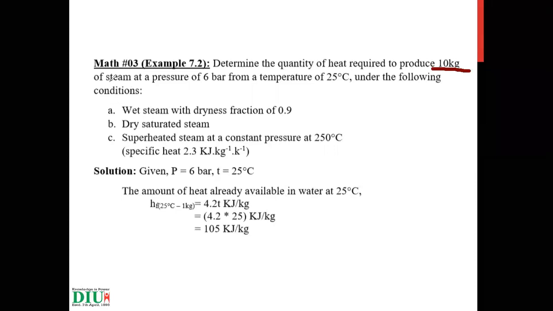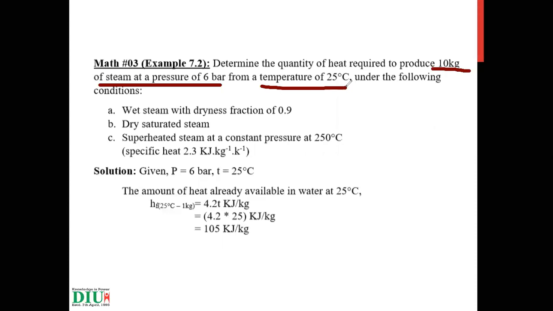And also steam at a pressure of 6 bar. So the pressure of that steam is also given, 6 bar, which will help us find the value of sensible heat and latent heat from the steam table. And also from a temperature of 25 degrees Celsius. My student, in the previous example I discussed 20 degrees Celsius. Now here it is 25 degrees Celsius.